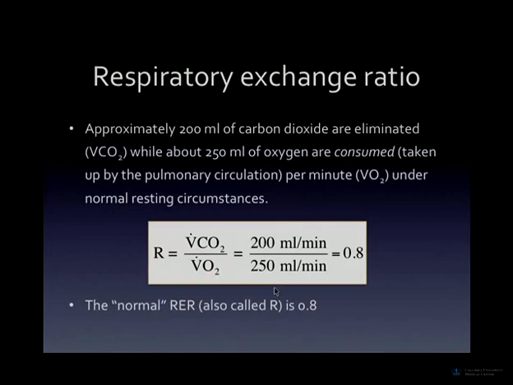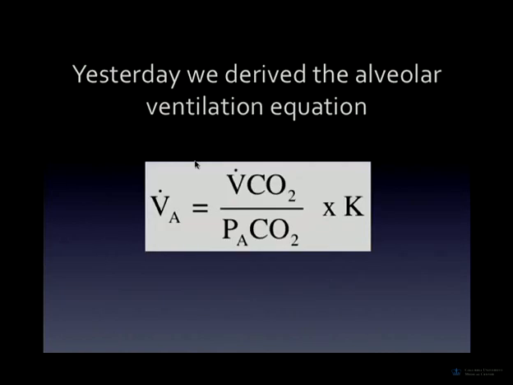Using the values that we've already looked at, 200 milliliters of carbon dioxide are eliminated, 250 milliliters of oxygen are consumed per minute, so the respiratory exchange ratio is also about 0.8. And people are often a little sloppy when they abbreviate these things, so mostly you'll see just R. And for your purposes, it's pretty much always the respiratory exchange ratio. Unless somebody is specifically talking about metabolism at the tissue level, if they're talking about something that they've actually measured, it's very, very likely to be the respiratory exchange ratio.